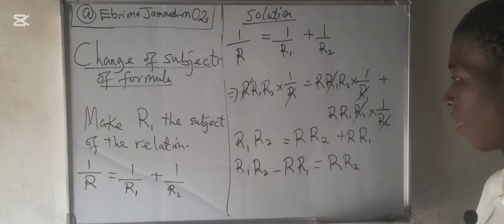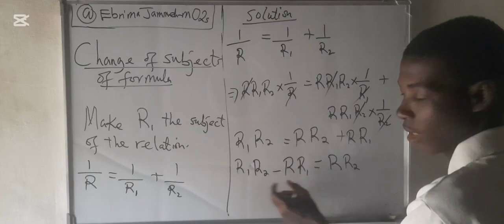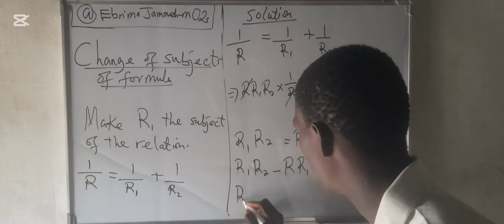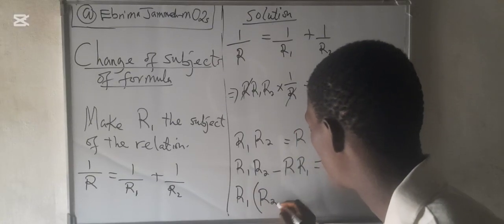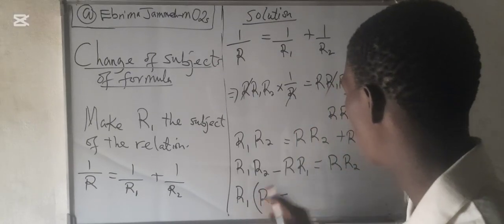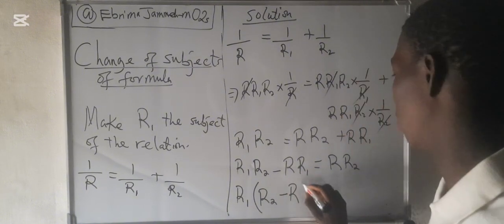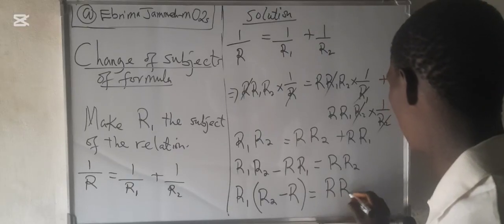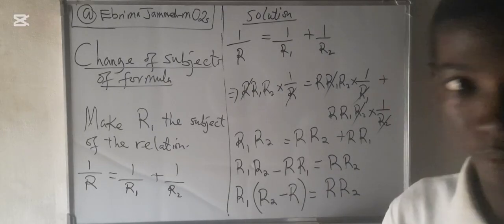Now we can factor out. You can see that R1 is common on this side. We can factor it out. So this is R1, we factor it out. That will be R2 minus R, because R1 into this R1 gives us only R, is equal to R2. So let's move on.